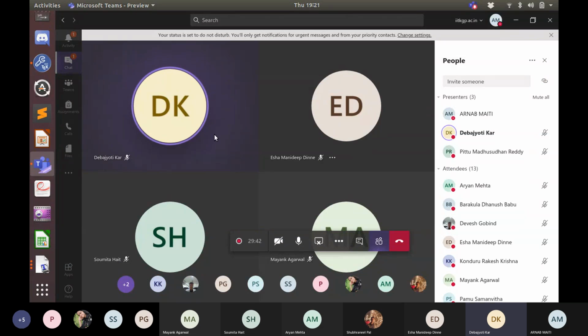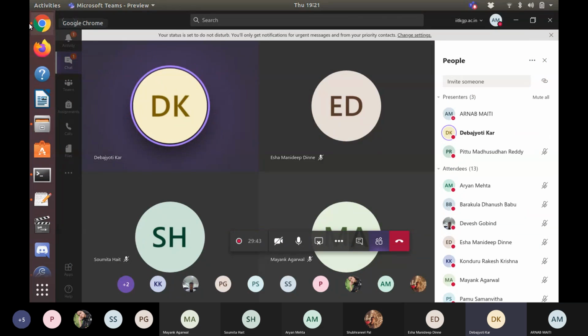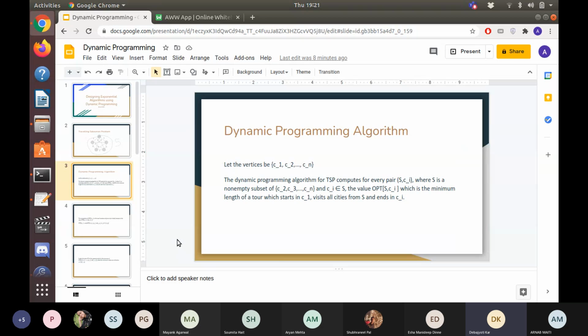Doubt here. In this problem we need to visit all the vertices in S. We'll start from C1, visit all the vertices in S, and end in Ci. Are we allowed to go outside the set S in this tour? We have to stay within S only. No, we should be staying inside S only. Okay.